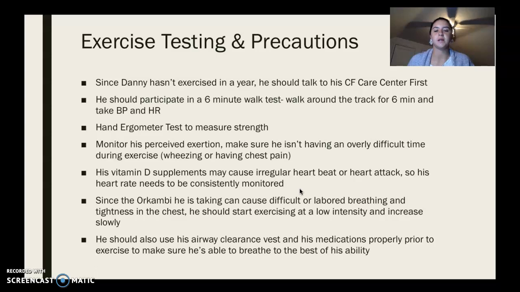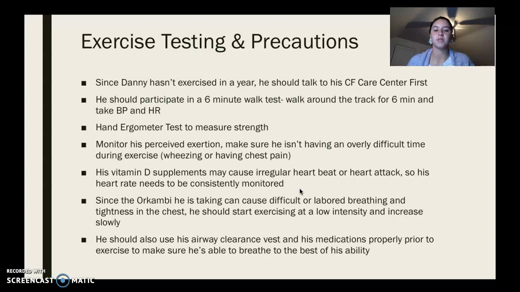So since Danny hasn't exercised in a year, he should talk to his CF care center first, make sure he can be cleared to participate in exercise. He should participate in a 6-minute walk test. This is an easy way to get a baseline for his aerobic fitness. He can walk around the track for 6 minutes, and then we'll take his blood pressure and heart rate.